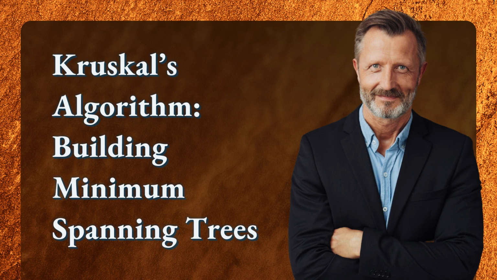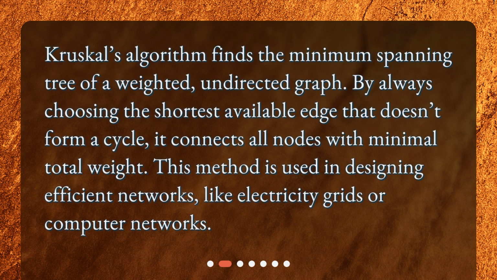Kruskal's algorithm, building minimum spanning trees. Kruskal's algorithm finds the minimum spanning tree of a weighted, undirected graph. By always choosing the shortest available edge that doesn't form a cycle, it connects all nodes with minimal total weight. This method is used in designing efficient networks, like electricity grids or computer networks.